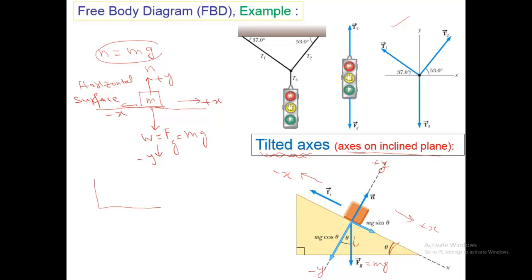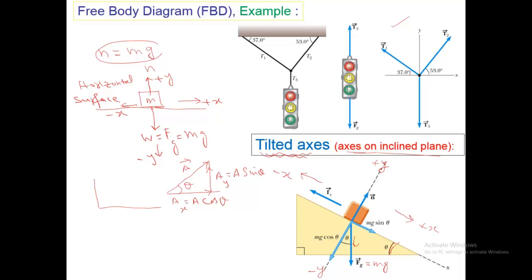Now you might have seen that if this is any vector a, and this is angle theta, you remember you did components of a vector. This was ax is equal to a cosine theta, and this was the y component, a sine theta, right?